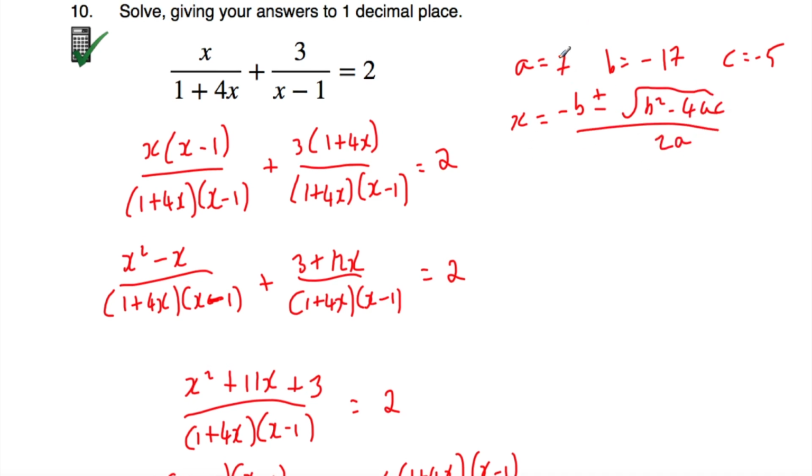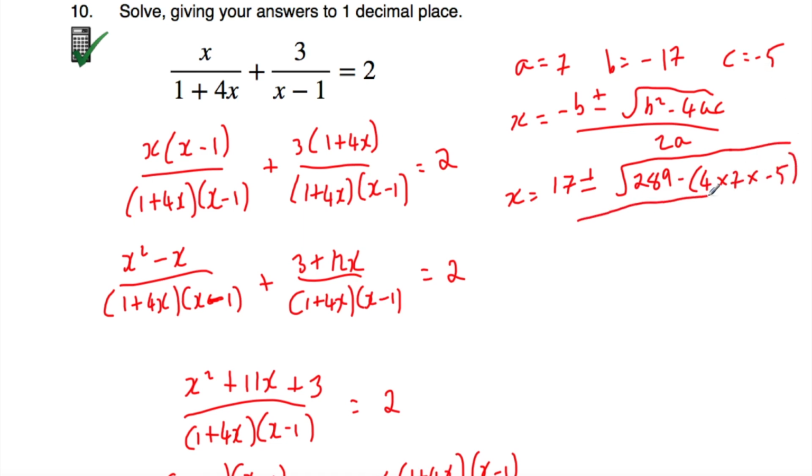Let's substitute in the values for a, b, and c into the quadratic formula. So x equals negative b, so that's negative minus 17, or minus minus 17, so it's going to be 17, plus or minus the square root of b squared, that's going to be minus 17 squared, so minus 17 times minus 17 is 289, minus 4ac, so that's going to be brackets 4 times a, which is 7, times c, which is minus 5. And that's all divided by 2a. And 2 times a, 2 times 7, is 14.